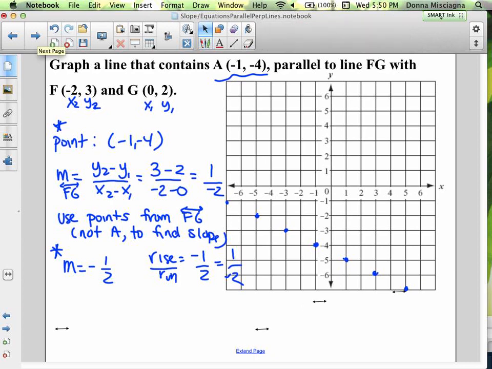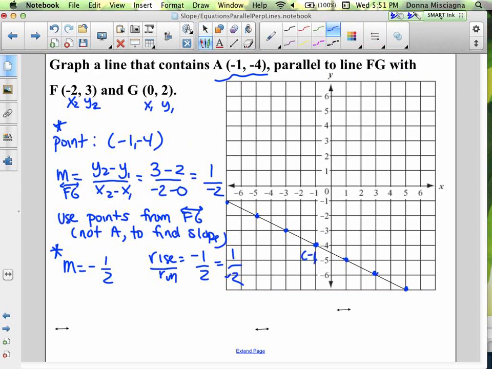Can I use these lines? I don't know why there are these little lines over here, but yeah, I can graph with them. I have no memory of why they were up here, but look how cute they are. There we go. So there we have our line graphed. The point that we were given was right here at -1, -4, and we have a slope of -1/2.